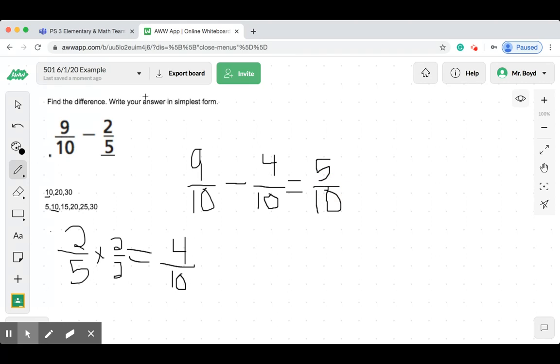Now our answer is 5 tenths, but it said to write your answer in simplest form. And I know that 5 is a multiple of both 5 and 10, so I can divide the top and the bottom by 5. 5 divided by 5 is 1. 10 divided by 5 is 2. So my answer will be 1/2.